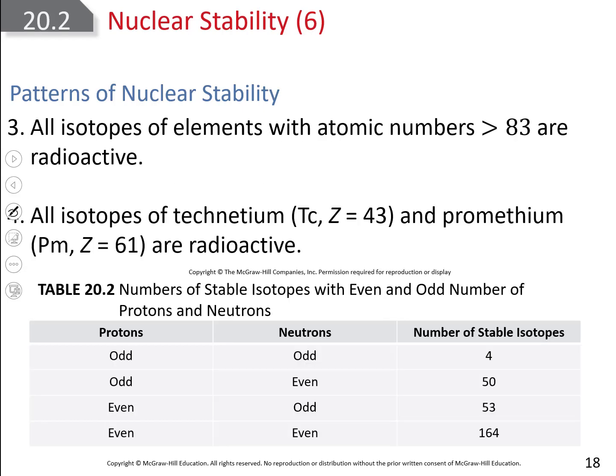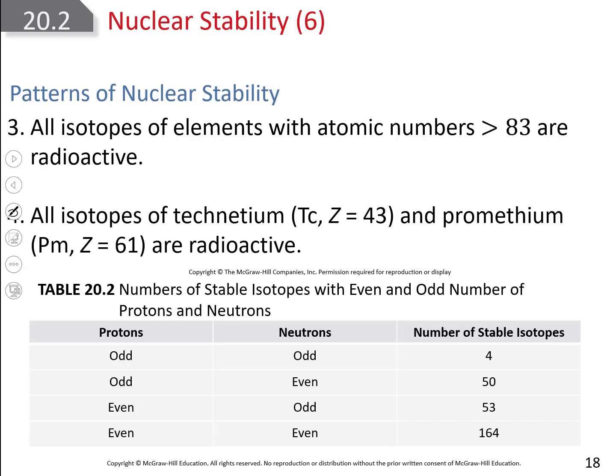The next trend is the one we already mentioned. Once you get bigger than 83, or more than 83 protons, you're going to be unstable. No matter how many neutrons you have, there's just too many protons packed in that itty-bitty nucleus. They're going to be fighting for space. And then the last rule is very specific. The two most unstable elements are technetium and promethium. These two are always radioactive regardless of what isotope you are. So technetium and promethium, they're always going to be unstable.